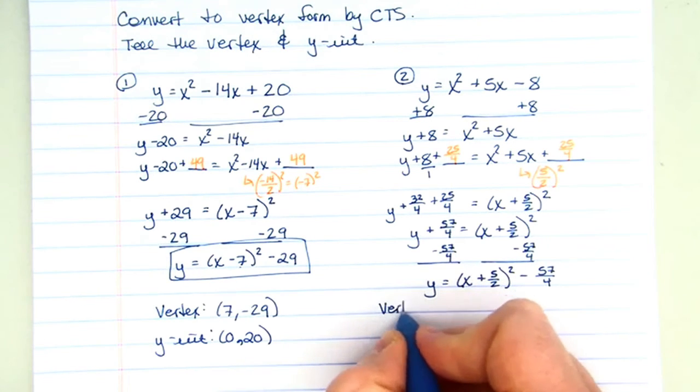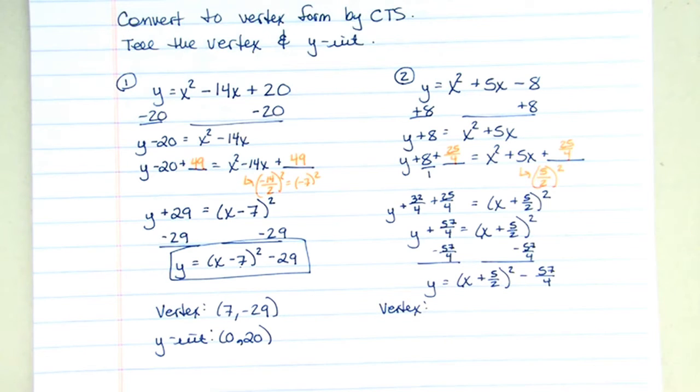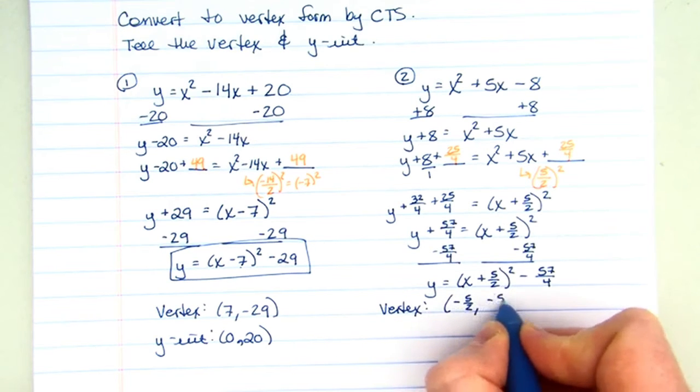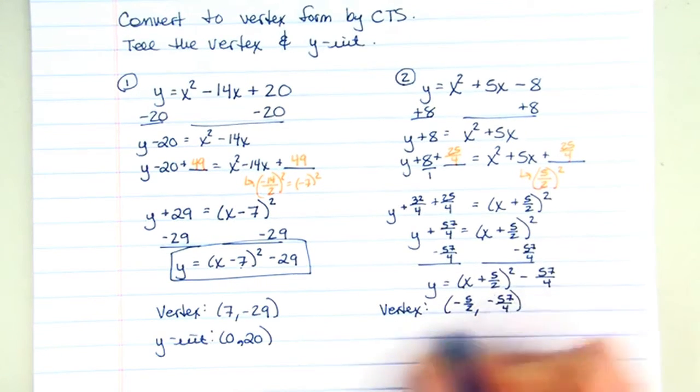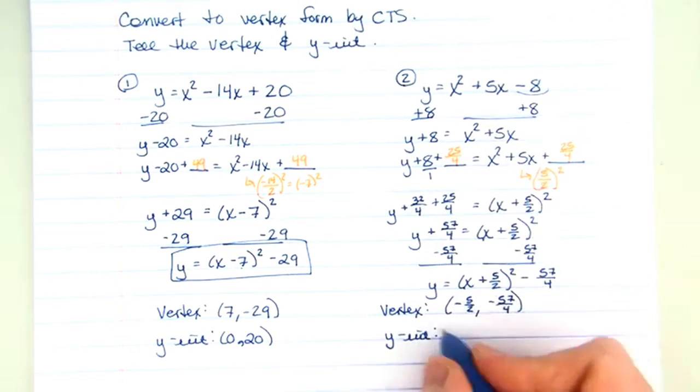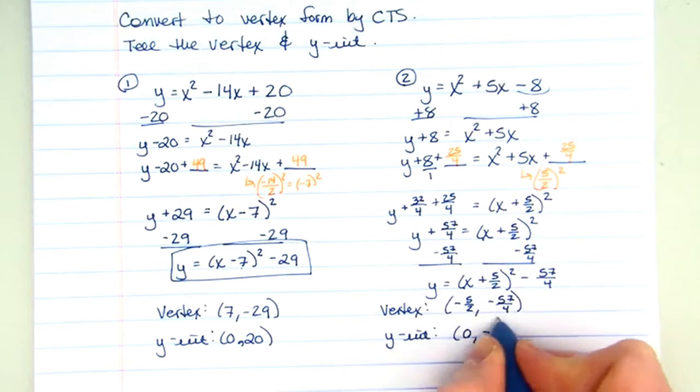Vertex. This parabola was moved left 5/2 and down 57/4, so I'm going to say negative 5/2 comma negative 57/4. And my y-intercept I'm taking from the standard form, 0 comma negative 8.